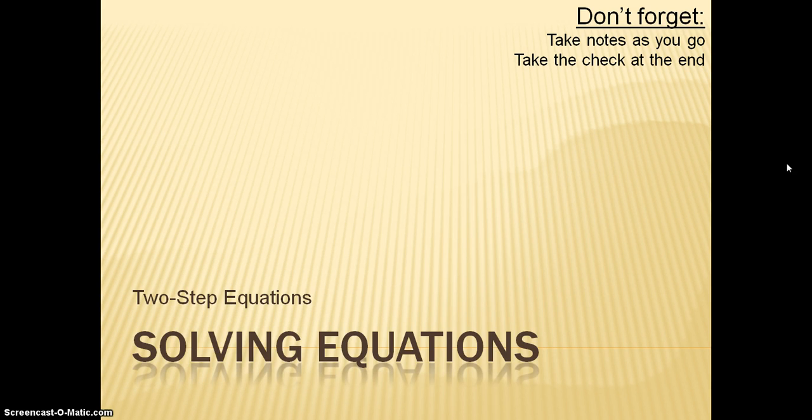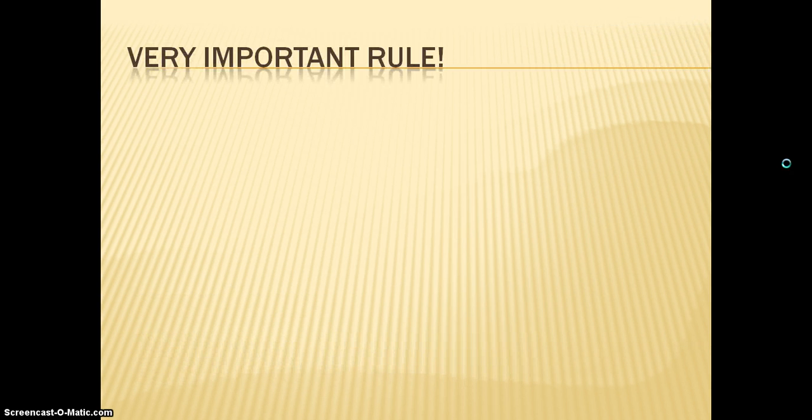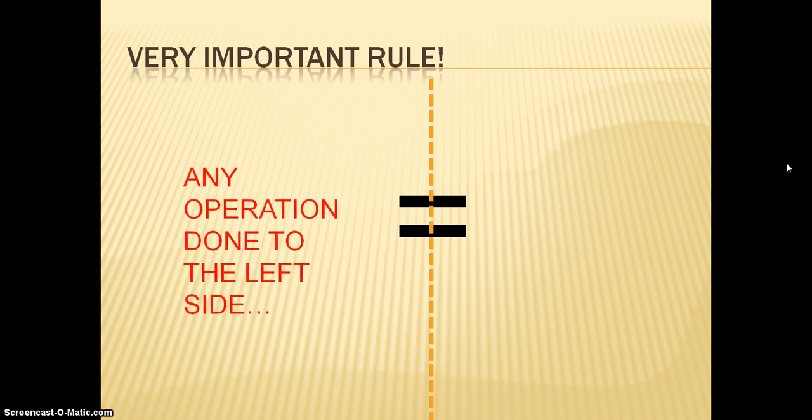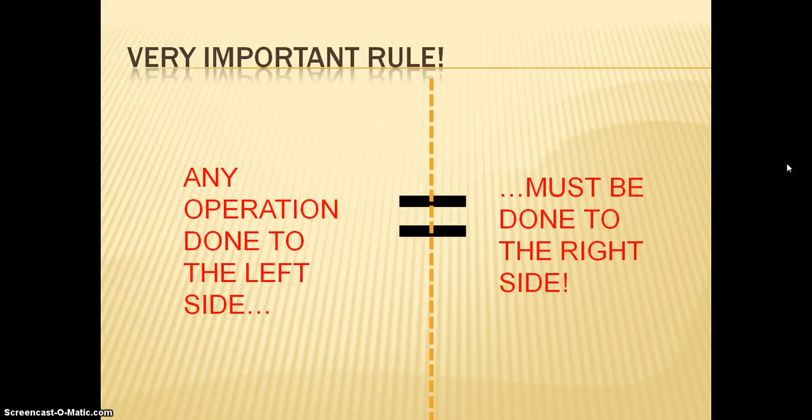So let's get started. Now, we have learned a very important rule in our last video, and that's if we have ourselves an equal sign, if we were to split it into two sides, the left side and the right side, the key thing to remember is any operation that's done to the left-hand side has to be done to the right-hand side, and vice versa. If you do something on the right, it has to be done on the left. We need to maintain that balanced equation.